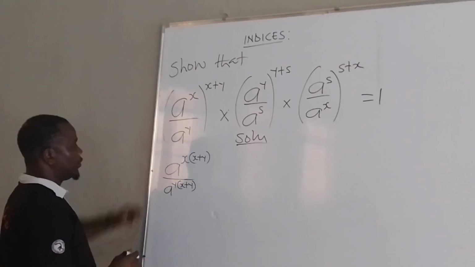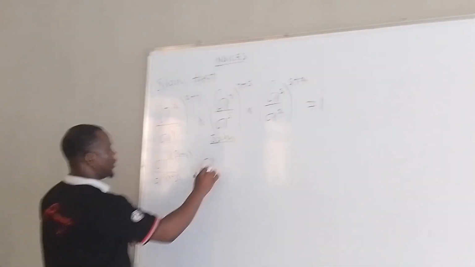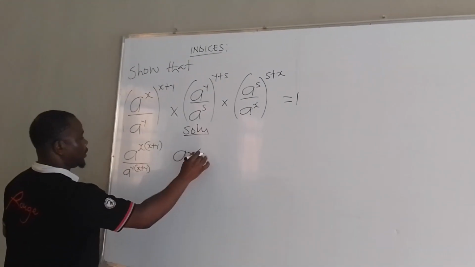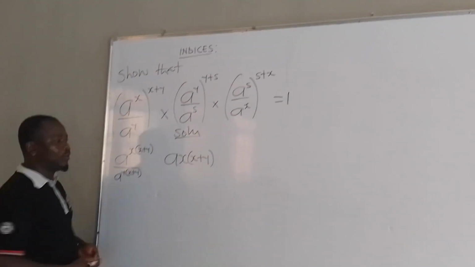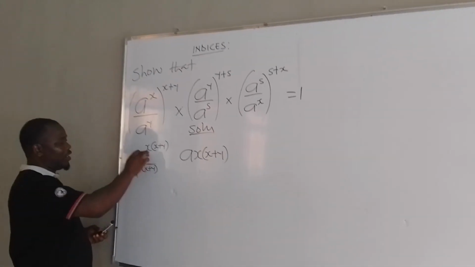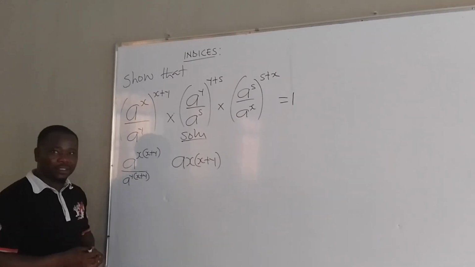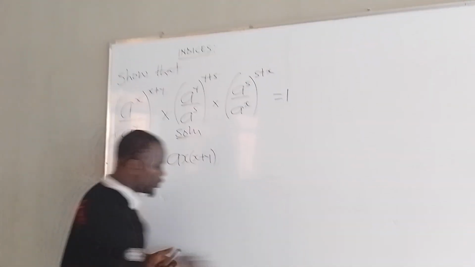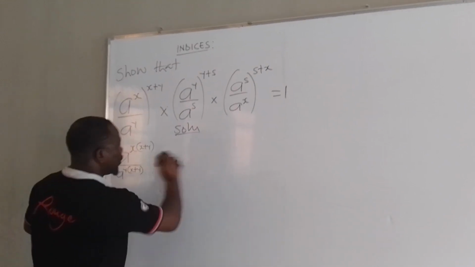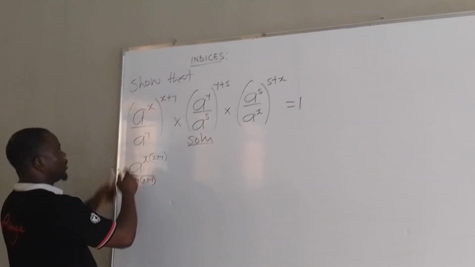Please, learners, take note. There is a difference between a raised to the power of x, all in bracket x plus y. True or false? This is different from this. This is a raised to the power of x, open bracket x plus y, close bracket. Please take note, so don't write it this way. Okay? So if you agree with me, we have done with this part.